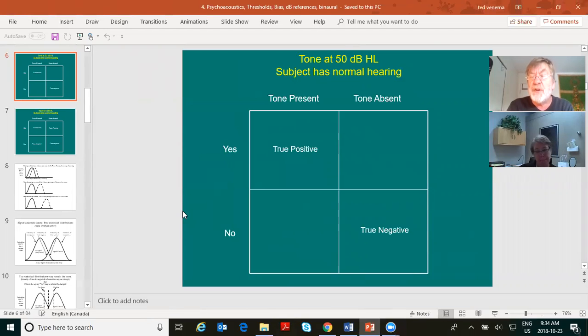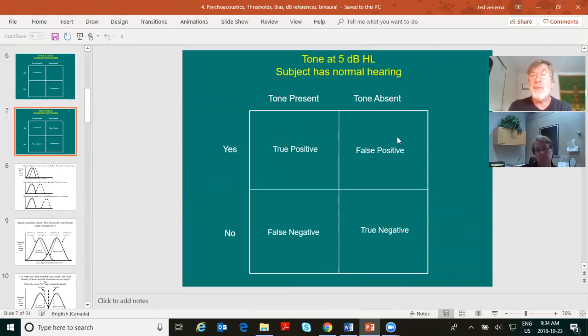If you can hear down to 0 and the tone is always either presented at 50 or absent, all of your responses will fall in true positives and true negatives. That is, every time the tone is present, you'll say yes, and every time the tone is absent, you'll say no. But look at the next slide. If the tone is 5 dB, that's when you're going to start squinting and you're going to lose confidence. Sometimes when the tone is present, you're going to say yes. Sometimes when the tone is absent, you'll truly say no. But you will also have mistakes.